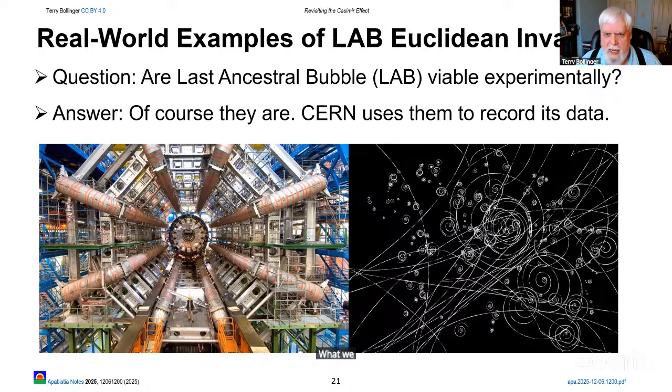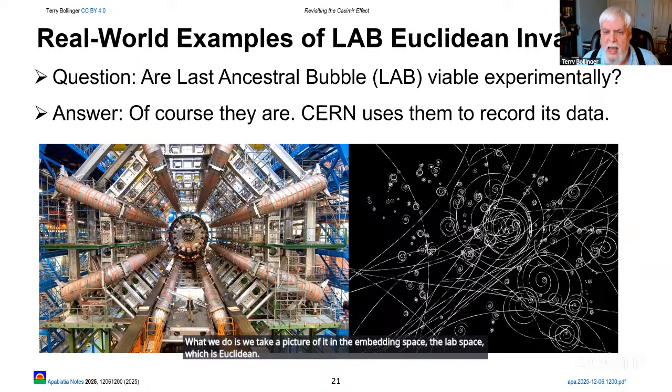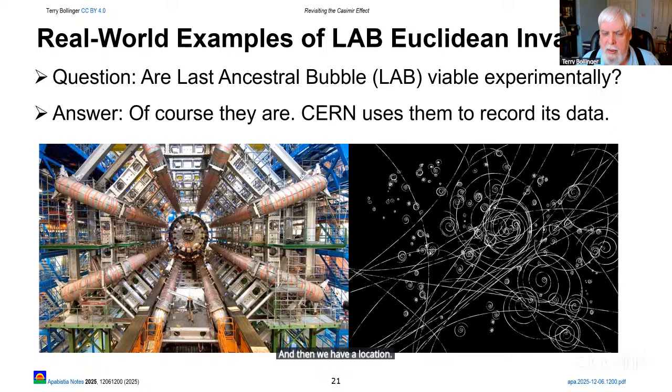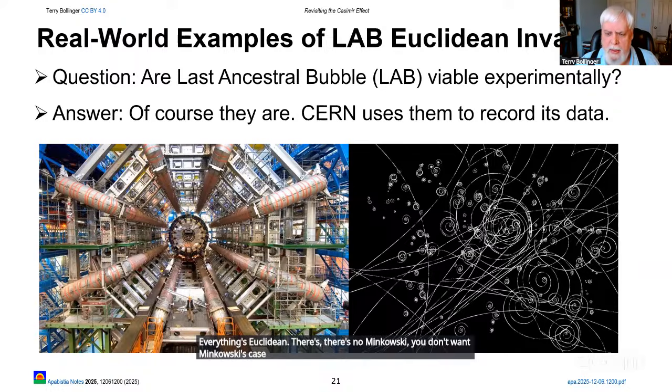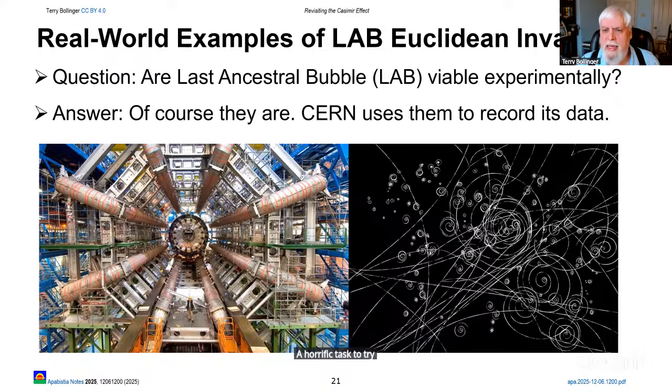What we do is we take a picture of it in the embedding space, the lab space, which is Euclidean, and then we have a location of the track. We have a time of the track. Everything's Euclidean. There's no Minkowski. You don't want Minkowski space. It would be a horrific task to try to translate this, and you wouldn't get anything out of it. And again, why is that? Because the Minkowski space is fundamentally a result of a mistake, a small, subtle error that you could infuse origins instead of acknowledging that you have to create subsets. So if you don't have the subset concept in your state transition machine, you can't get this right.